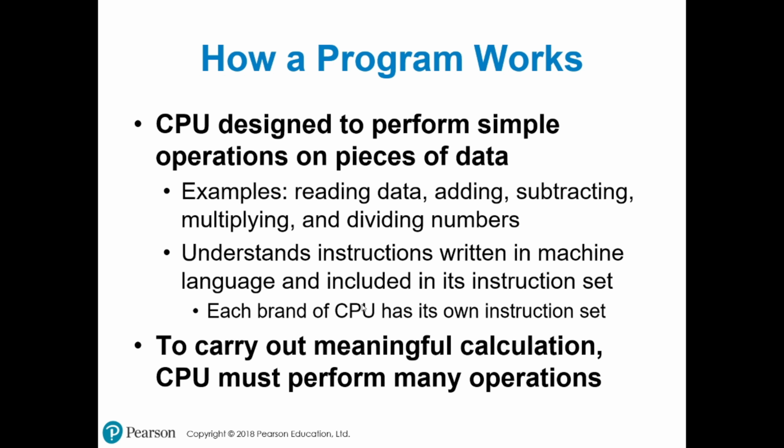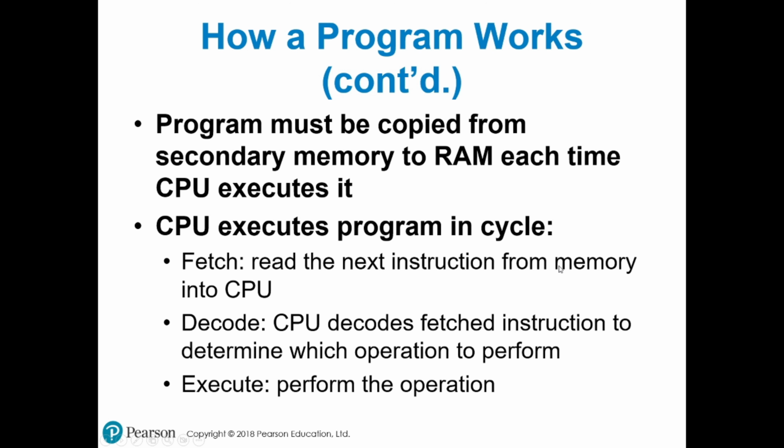Like I said, each brand of processor provides its own instruction set, and to carry out meaningful calculations, the CPU must perform many operations, right? Let us see those in detail. As we have already seen, the program is copied from the secondary memory to the main memory, which is nothing but RAM, every time the CPU executes the program.